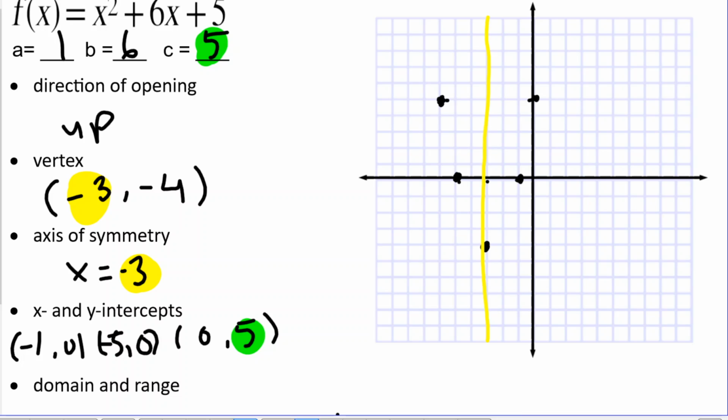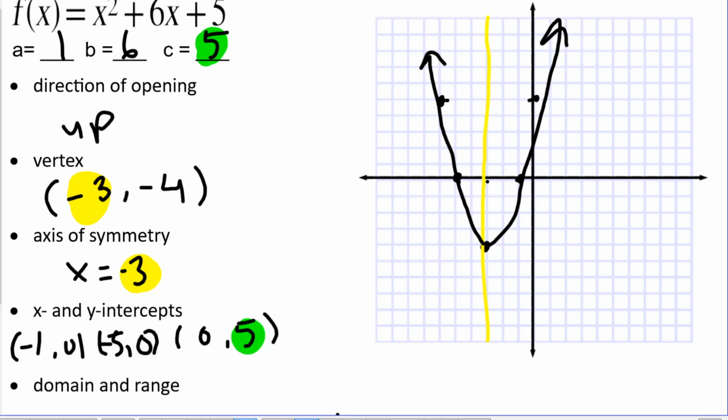And so I can connect those points as best as I can. Right, and we get this parabola shape. We try to connect all the points. It's a little iffy on my touch screen here, but hopefully you can do it better on pencil and paper.